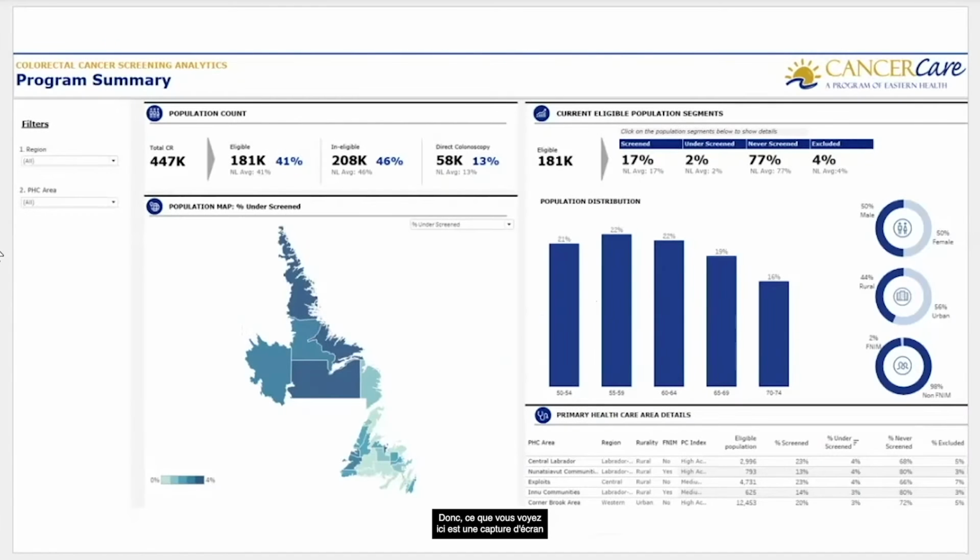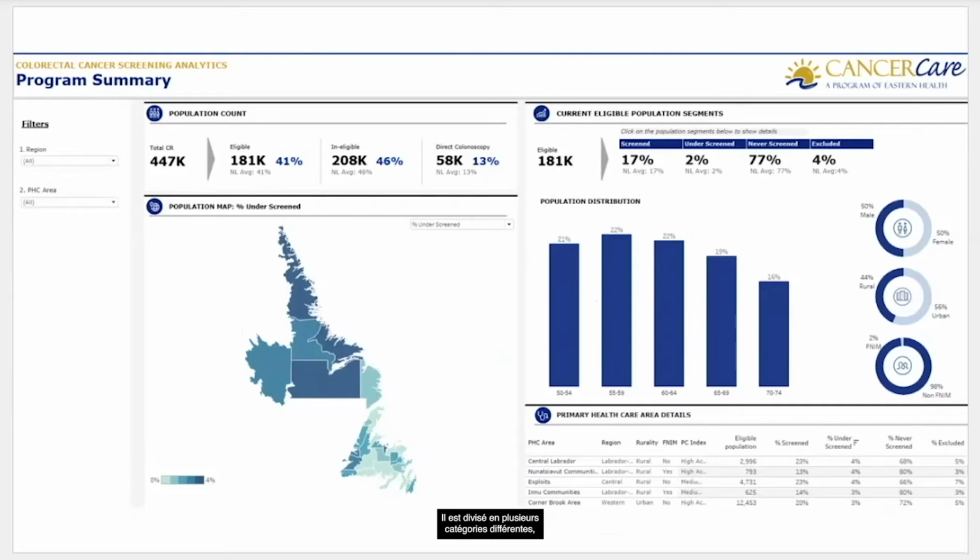We could then use that data to drive our decisions with respect to developing strategies to work with communities, to work within regions, to better serve and better offer not just colon cancer screening, but all cancer screening services. What you're seeing here is a screenshot of our analytics dashboard. This dashboard allows us to tell a story of colon screening throughout Newfoundland and Labrador.